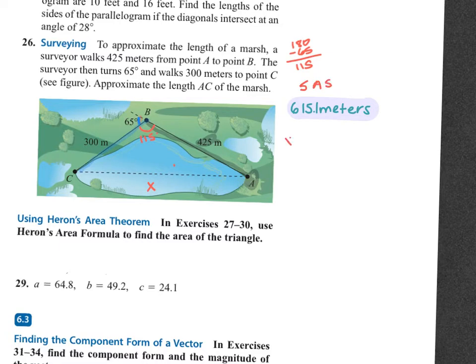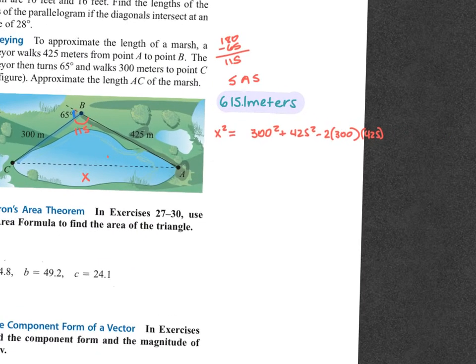So it would be x squared equals the other two sides, so 300 squared plus 425 squared minus 2 times 300 times 425 times the cosine of 115. And then don't forget to square root whatever you get from that, and that's going to give you that 615.1 meters.